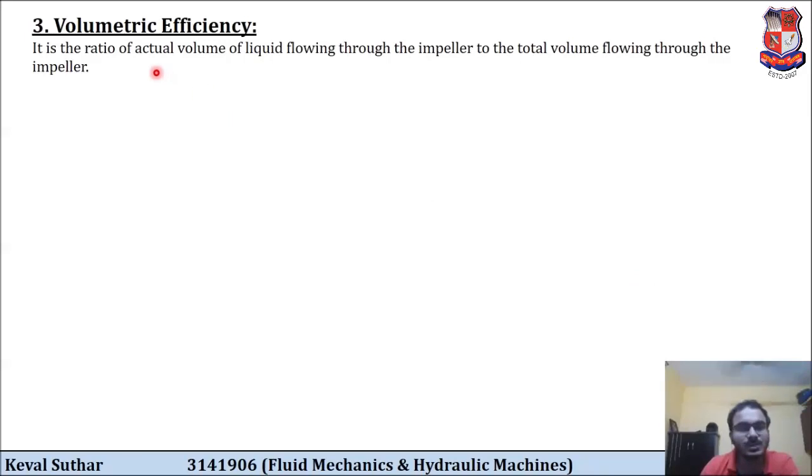Next is volumetric efficiency. It is the ratio of actual volume of liquid flowing through the impeller to the total volume flowing through the impeller, and it is given by this formula, where eta V is equal to Q upon capital Q plus small q, where small q is the loss of liquid flow rate due to the leakage.